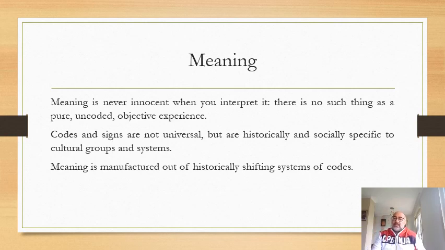So codes and signs are not universal, they are cultural, they are culture specific. Even within one culture, there are a variety of interpretations because codes and signs differ from one generation to another, or from one geographical location to another. That is to say, all in all, meaning is manufactured out of historically shifting systems of codes. These codes might be social, cultural, historical, gender-based, power-related, and so on.